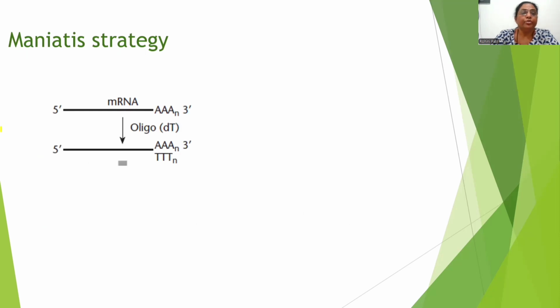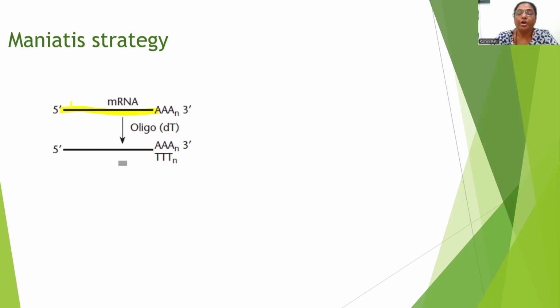Now here, when you look at the mRNA and its basic structure, what is it? It has a 5' cap and a 3' polyadenylated tail, poly A tail. Now, when we go for the extraction of the total mRNA, it is present with you.